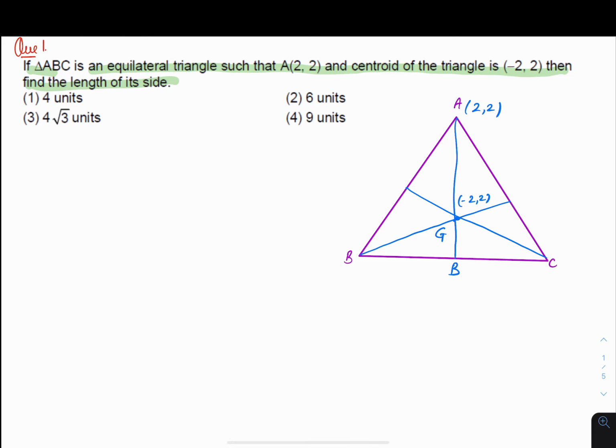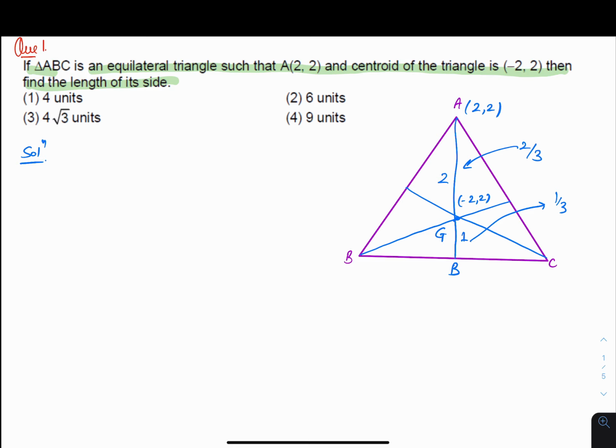Now we all know that the centroid of any triangle divides its median in a 2:1 ratio, or you can say this part AG is 2/3 of this whole side AB, and this side GB is the 1/3 part of this AB. This is the trick we are going to use to solve these problems. So let us write the solution for this particular problem.